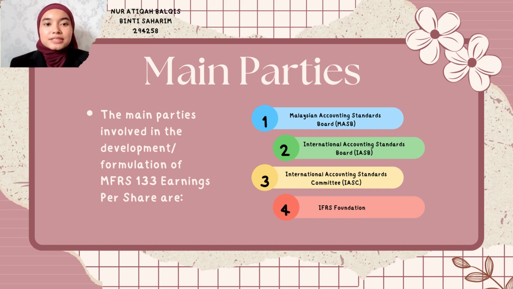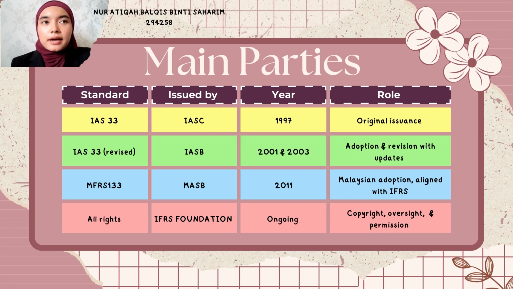Okay, now I will continue to present about the main parties that were involved in the development or formulation of MFRS 133 Earnings Per Share. Okay, there are 4 parties involved in this development. First is the Malaysian Accounting Standards Board, which is MASB. Second is the International Accounting Standards Board, IASB. And third one is the International Accounting Standards Committee, IASC. And last but not least is the IFRS Foundation. In this part, I will explain more about all the 4 parties that I have mentioned just now.